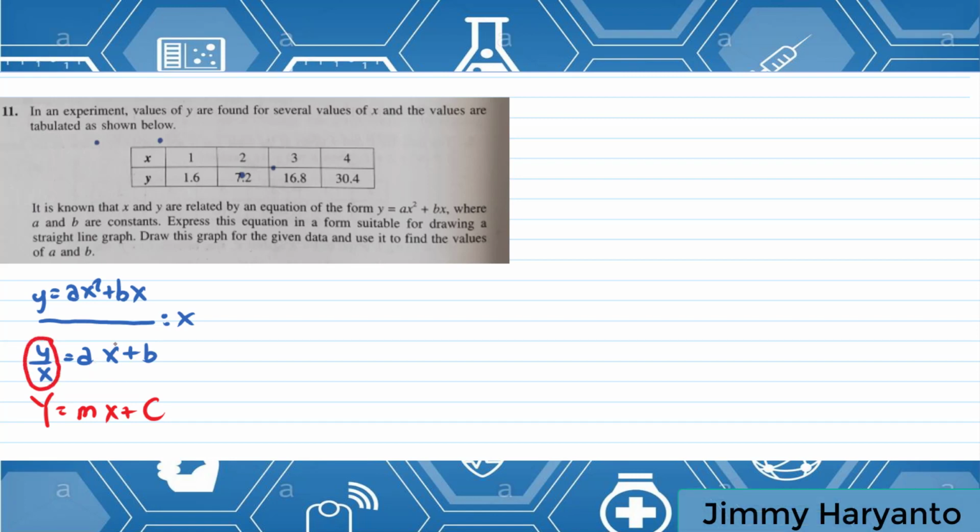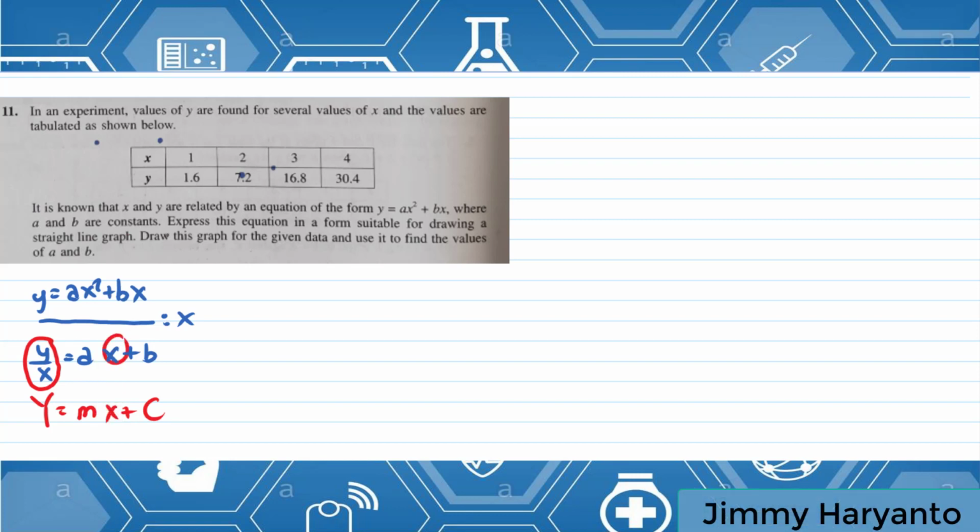For number 11, there is no clue what you have to plot. So you have to find the x-axis and y-axis by yourself. The question is y equals ax squared plus bx. The trick is to make this equation into y equals mx plus c. So maybe I can divide them all by x. I will get y over x equals ax plus b. This one is already similar to y equals mx plus c. So I have to plot y over x for the y-axis and x for the x-axis.